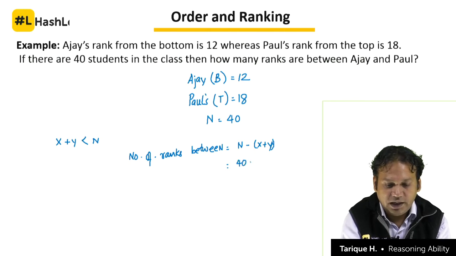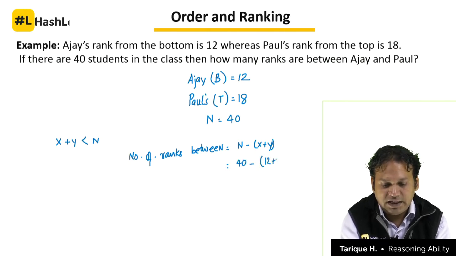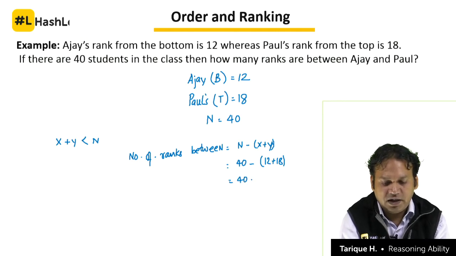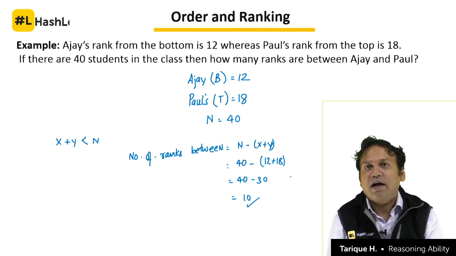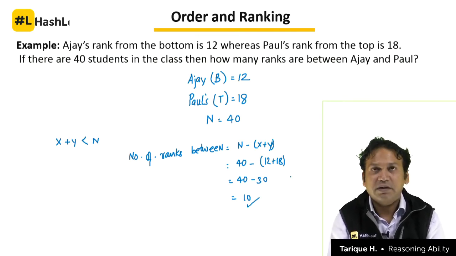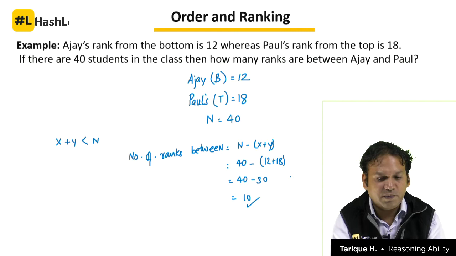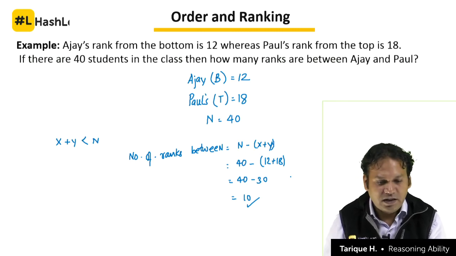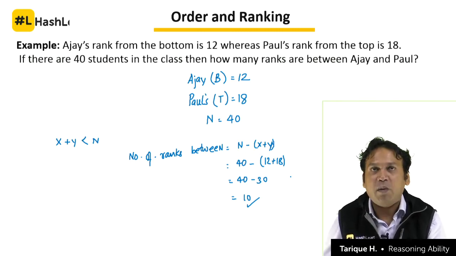So 40 minus 12 plus 18, 12 plus 18 is 30, 40 minus 30, the answer is 10. How many ranks are there between them? The answer is 10. Clear? So that is how we directly solve this particular question. Ajay's rank from the bottom is 12 and Paul's rank from top is 18. If there are 40 ranks between them, how many ranks are between Ajay and Paul? The answer is 10.